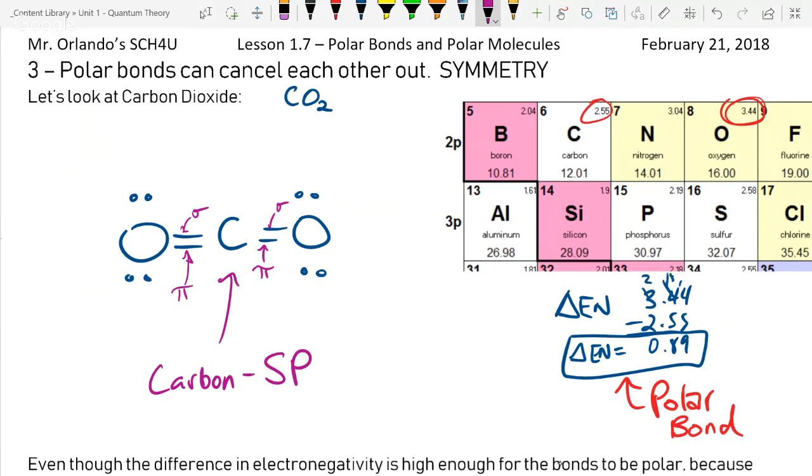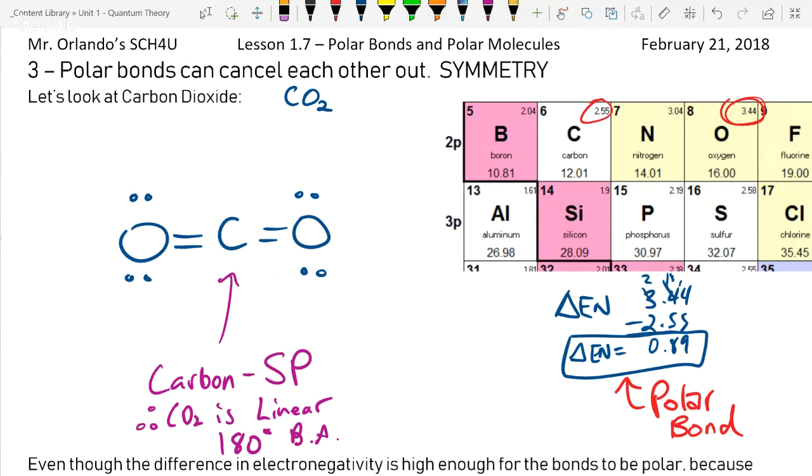Hey, if this is sp, what's the shape of this thing? CO2 is linear. This makes a perfect straight line. If we wanted to put the bond angle, it'd be 180 degrees, right? Okay, with that in mind, and if you wrote that, don't worry about erasing it. Doesn't matter. I just want to be really clear up here.